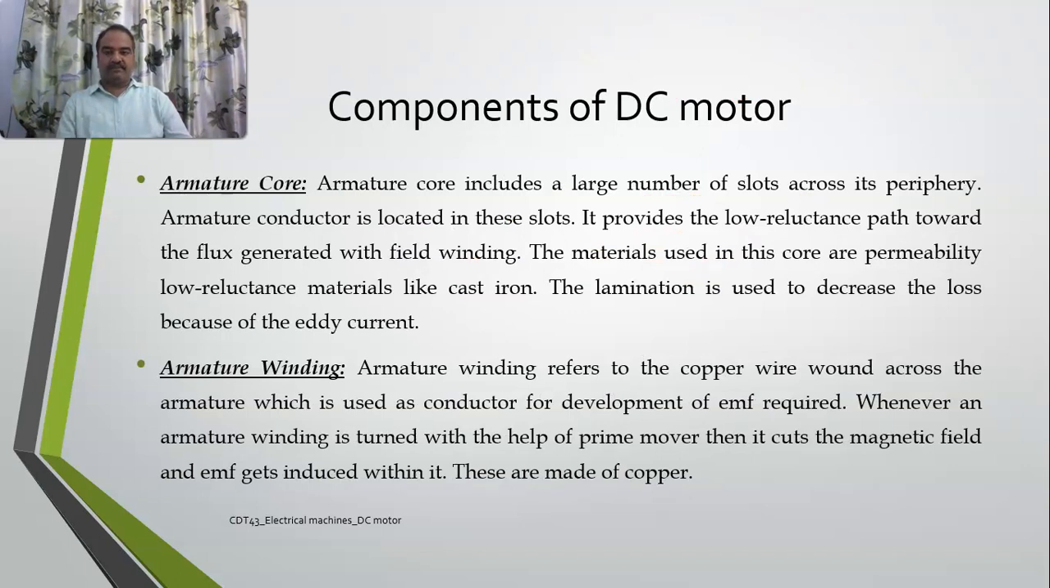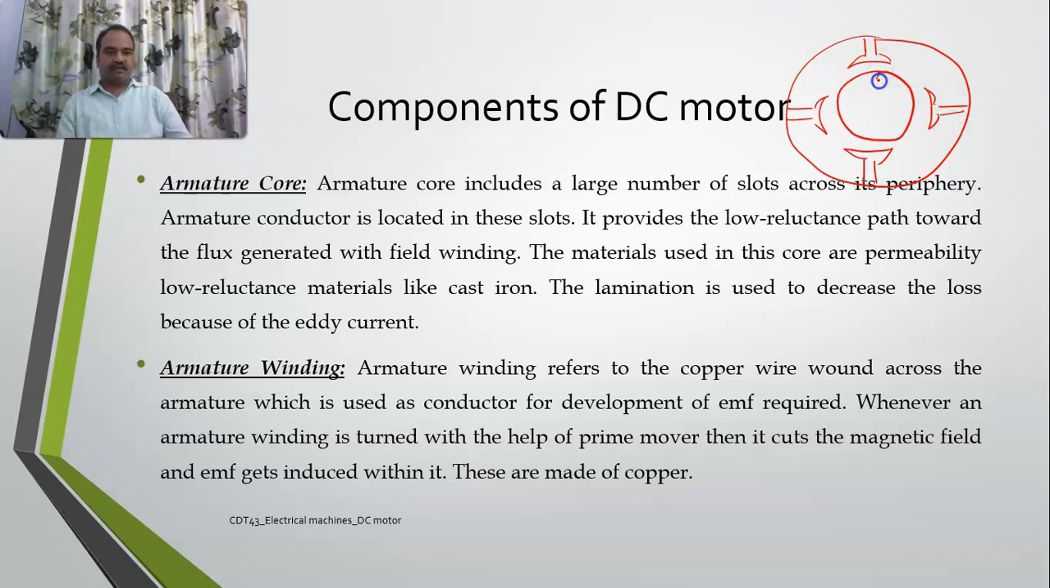Now, next comes the armature core. Now we have got the yoke. Now we have got the poles. Right. Now here comes your armature. This is your armature core and these are your slots. Okay. So this is your armature core. It includes a large number of slots across its periphery, and in these slots the armature conductors are placed.